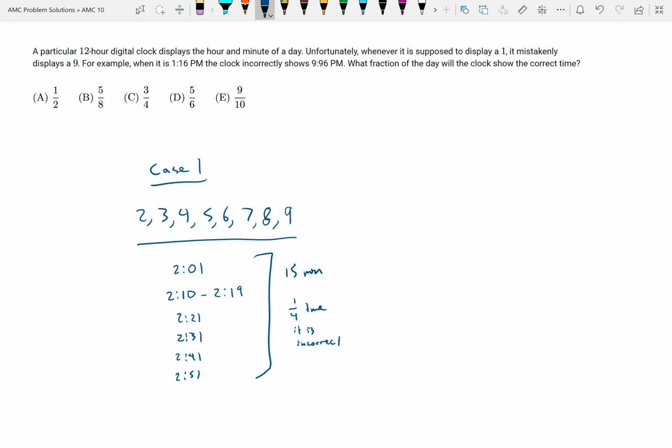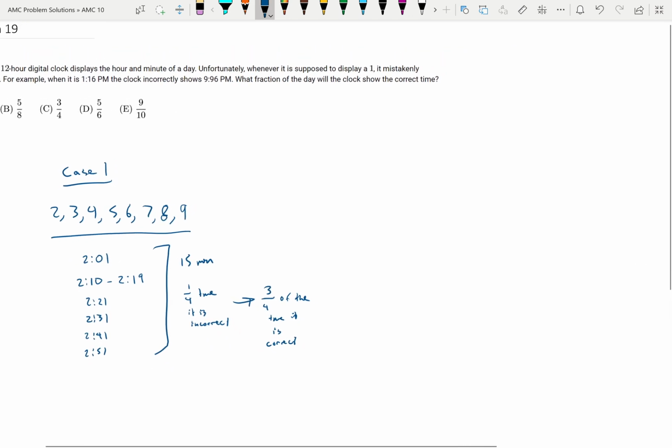And this is going to be the same if that were, so here I focused on when the hour is 2, but this is the same if the hour is 3, 4, 5, 6, 7, 8, or 9. So 1/4 of the time it is incorrect, which means that 3/4 of the time it is correct. So that's good to know.